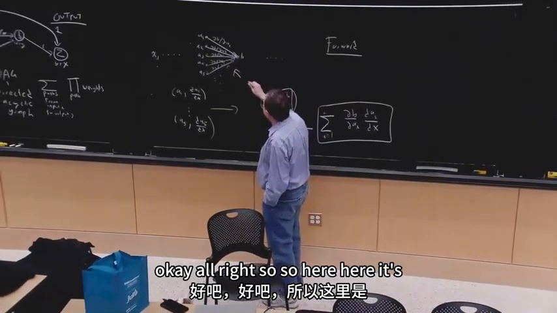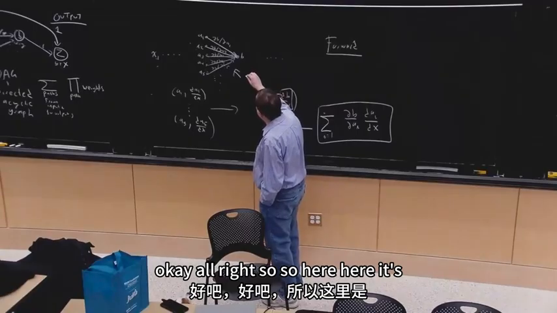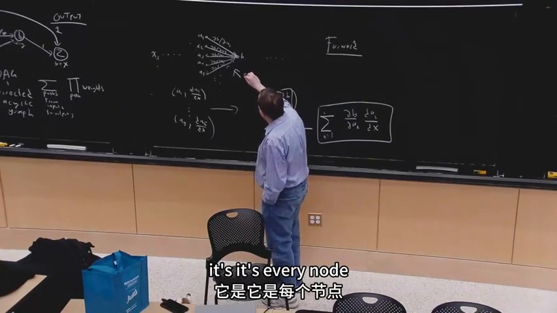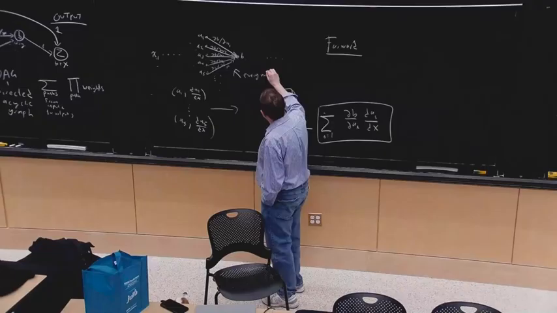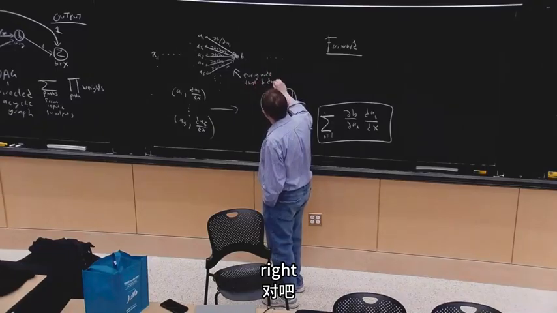All right. So here it's every node that B depends on.